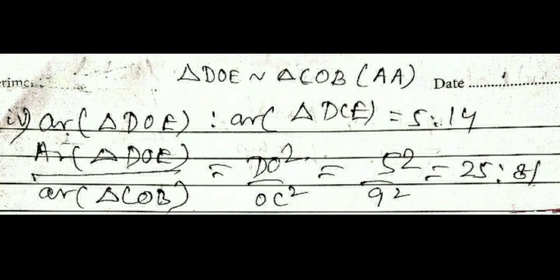Next, fourth bit. Since triangle DOE is similar to triangle COB by AA, area of DOE by area of COB is equal to DO square by OC square. So 5 square by 9 square is equal to 25:81.